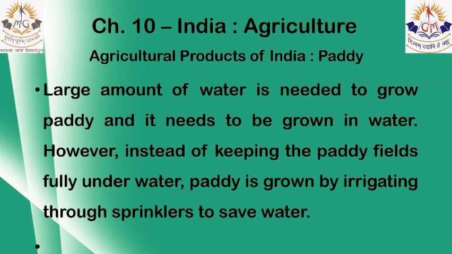However, instead of keeping the paddy fields fully under water, paddy is also grown by irrigating through sprinklers to save water. Now in places where such a lot of water or rainfall is not available, all you need to do is keep the saplings of the paddy crop wet. So sprinklers are used. Day and night the paddy crop is sprinkled with water, and the plants remain wet, and that is how they grow very healthy. So lots of water is needed. Second important thing, lots of manual labor is required in growing paddy.